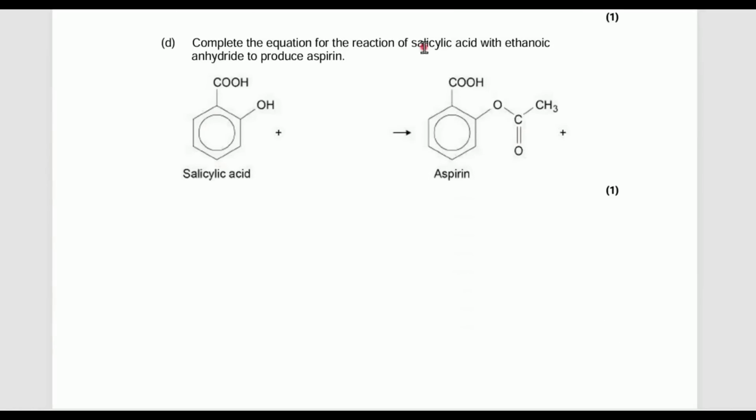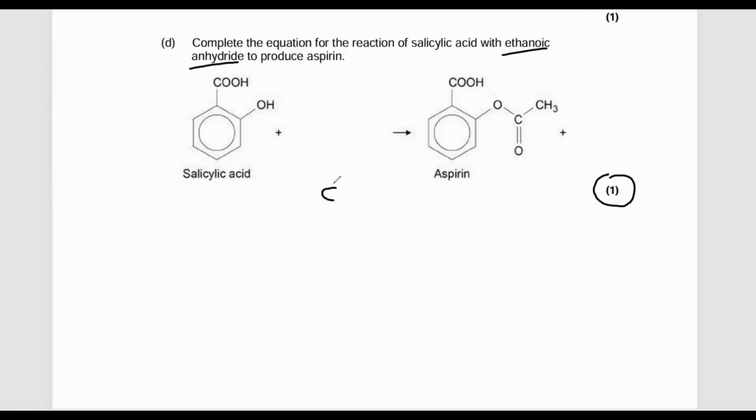Right, D: complete the equation for the reaction of salicylic acid with ethanoic anhydride to produce aspirin. It's 1 mark. Basically, what they're getting you to do here is work out the structural formula for ethanoic anhydride, where you show the brackets and how everything's joined together. You can write the displayed formula to help you write the structural formula. So ethanoic anhydride is like 2 carboxylic acids, 2 ethanoic acids joined together, with that oxygen linking them in the middle.